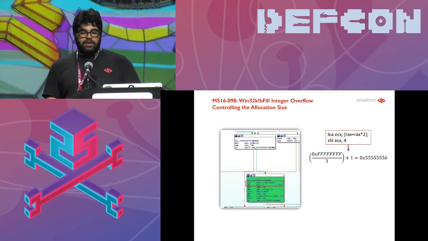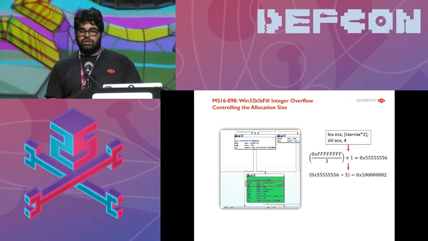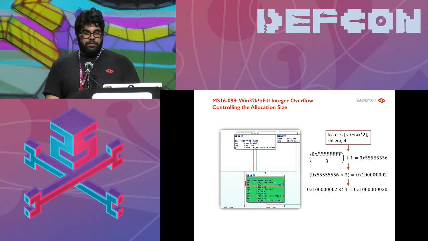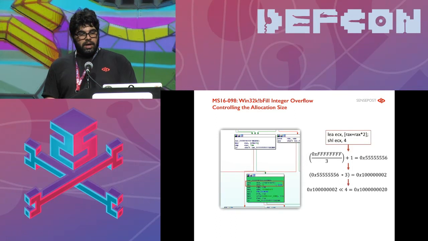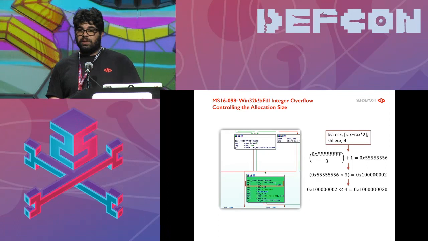So if we get the max int value, divide it by 3, and then add 1 to it so we can actually overflow it, it will result in 55555556. To check, if we multiply this value by 3 again, we'll notice that the value will be 10000002. Now that's before the shifting. After we shift it by 4, it will result in 1000000020. And if you look at that value, and you know that this exploit is affecting Windows 8 64-bit, then you'll notice that this value will not overflow a 64-bit register.